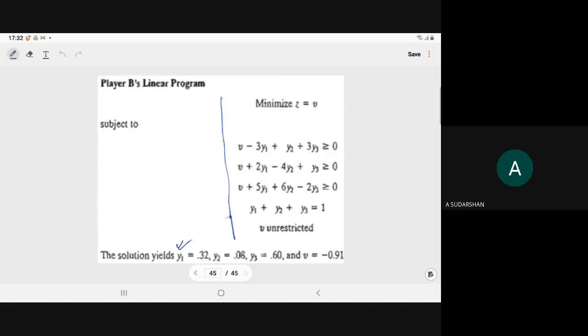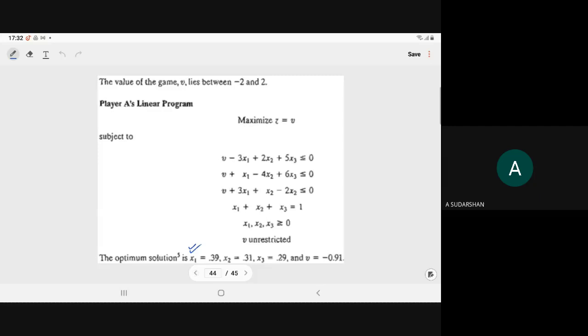Sir, one is the dual of the other. Yes, one is the dual of the other. It means if you have the optimal solution of one, using that duality you can determine the other solution, right? The LP of player A is the dual of the LP of player B, right? So using the theory of duality, you can determine the optimal solution from the optimal solution of any one player.